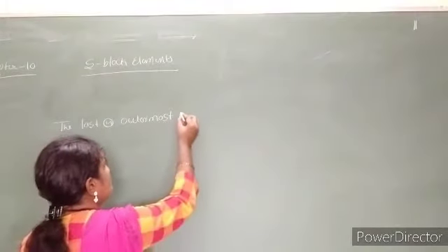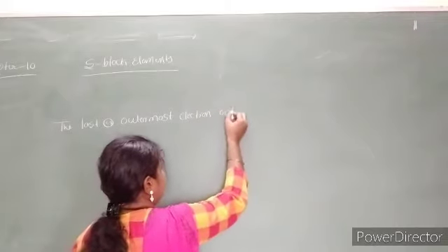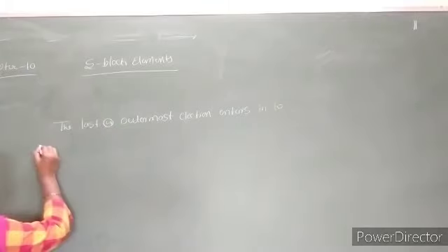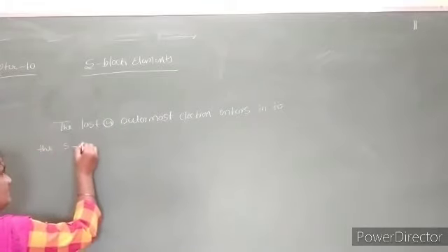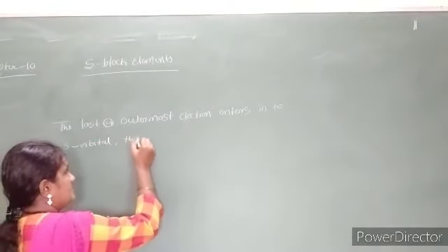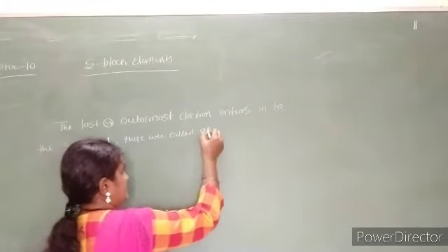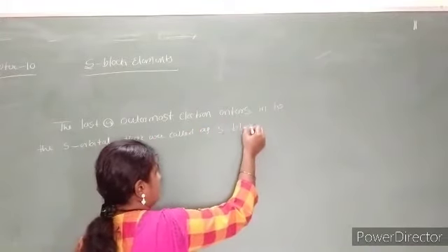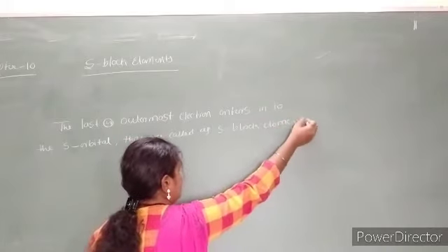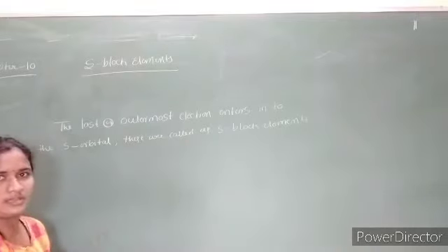The last or outermost electron enters into the s orbital. These are called the s block elements. The elements in which the last or outermost electron enters into the s orbital are called the s block elements.